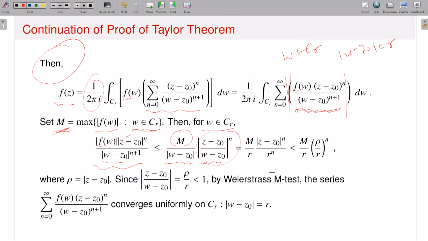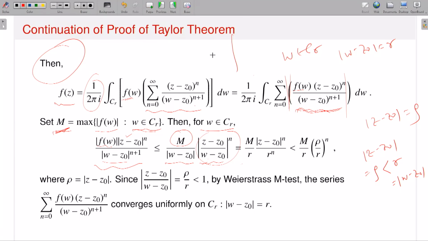But then the same thing I am writing, I am saying that look, this is actually less than M by R, keep as it is. Now what is Z minus Z0? Now Z minus Z0, this is exactly equal to rho. But Z minus Z0, I already told you, is equal to rho, which is strictly less than R, which is exactly equal to W minus Z0.